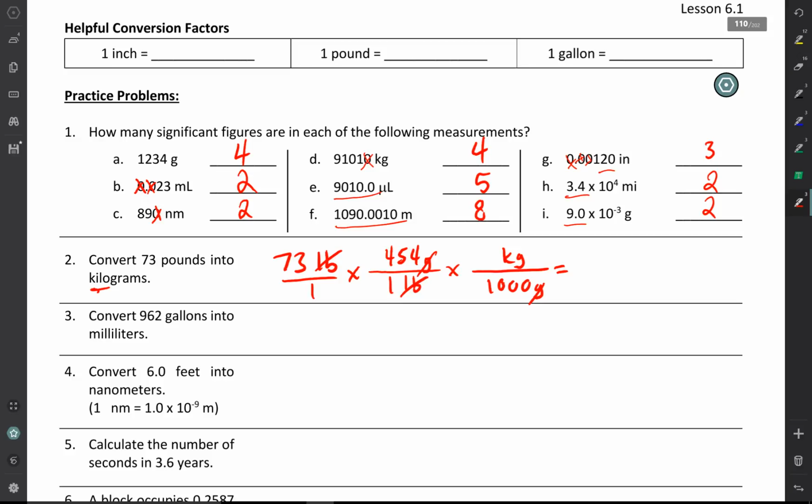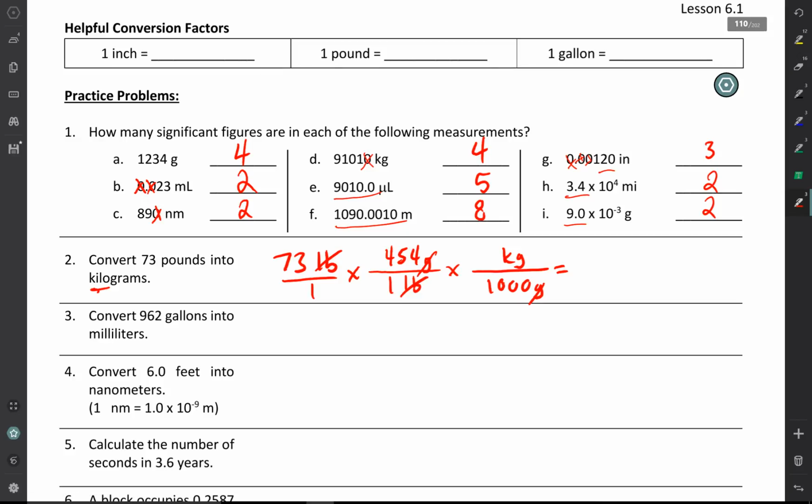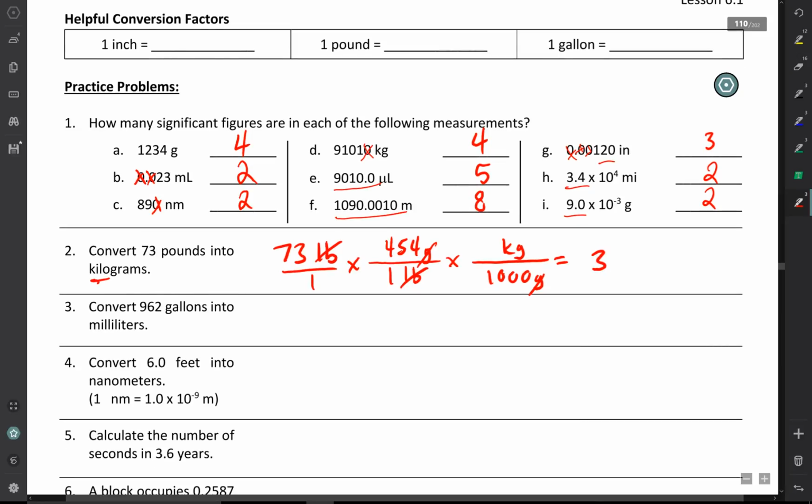When you punch this into the calculator, you end up with 33.142 kilograms. We can't have that many significant figures. I see an infinite number of significant figures in my kilograms to grams conversion. I see 3 sig figs in my grams to pounds conversions, and my measured value has 2 significant figures. This is a multiplication and division problem, so I need to use the number of sig figs that are the same as the one with the fewest. So I can only have 2 significant figures, so I'm going to call this 33 kilograms.